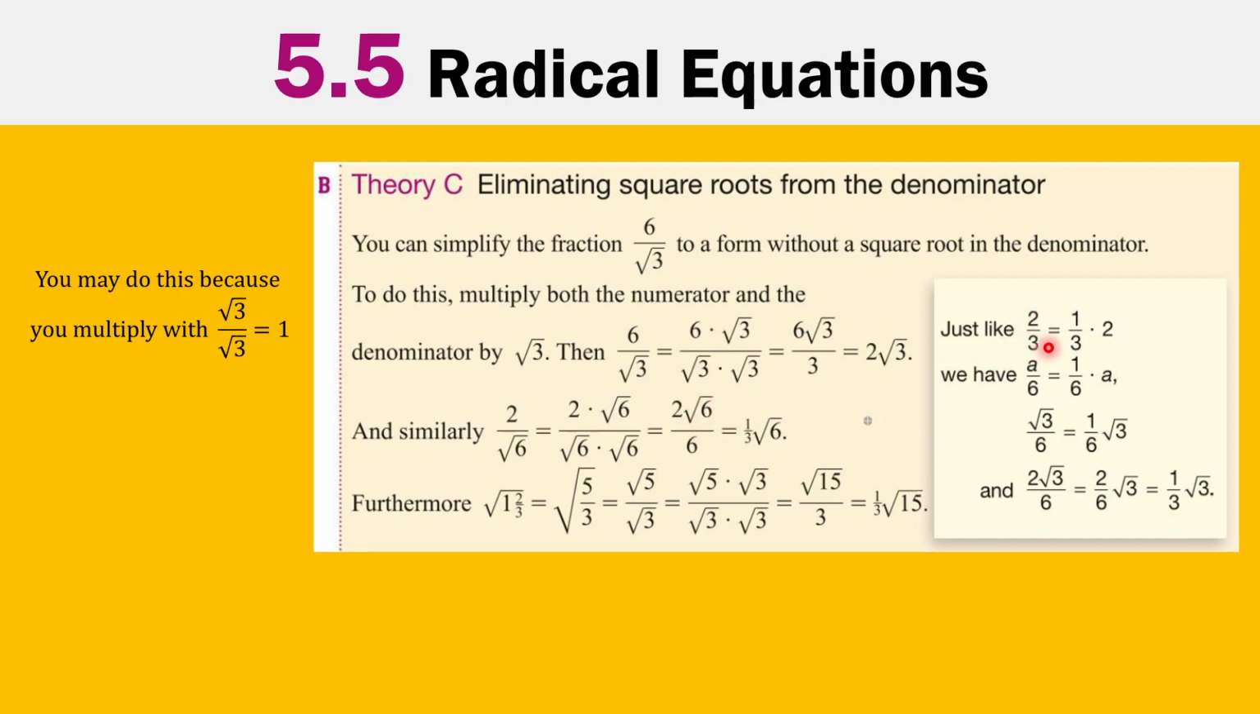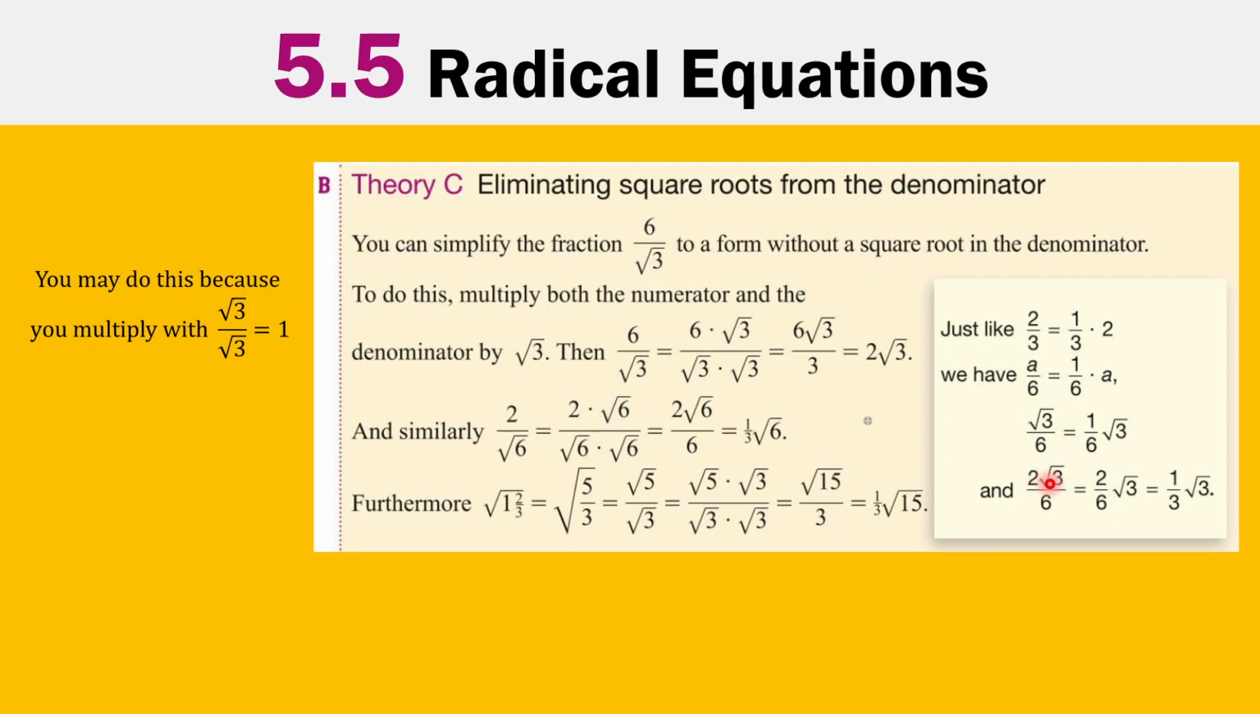Just like 2/3 equals 1/3 times 2, we all agree with this, right? 2 times 1 over 3 is 2 over 3. I can write a divided by 6 as 1 over 6 times a. The a can be any number, for example 2, like here, but we can split it like this. And we can also do that if I have a root here. If I have root 3 divided by 6, I can say that's the same as 1 over 6 times root 3. Why do I want that? Because now my root 3 is out of my fraction.